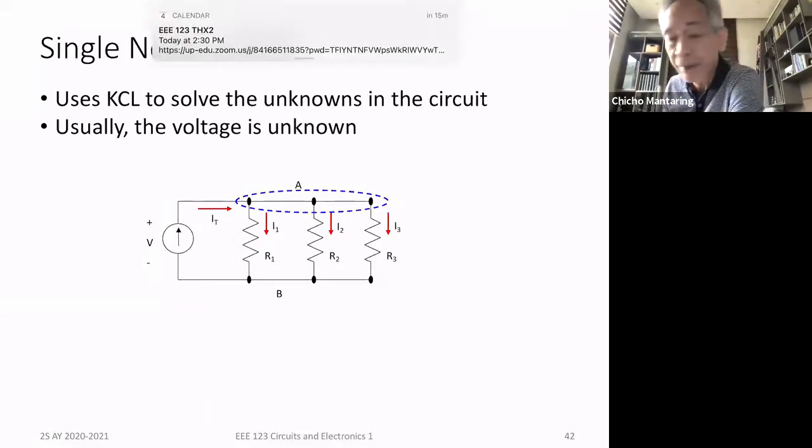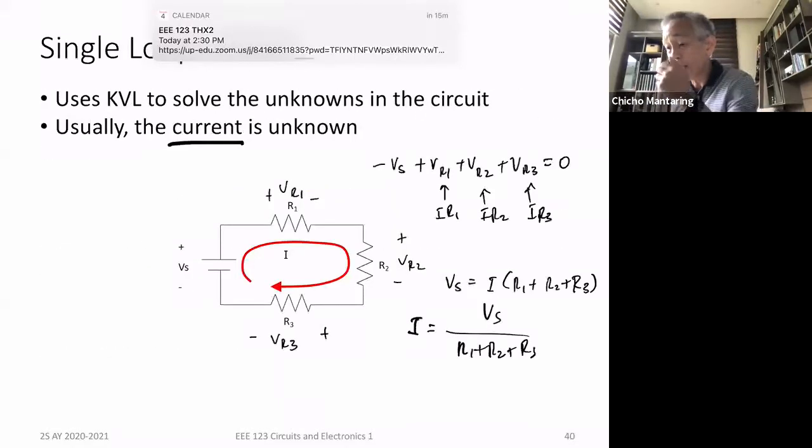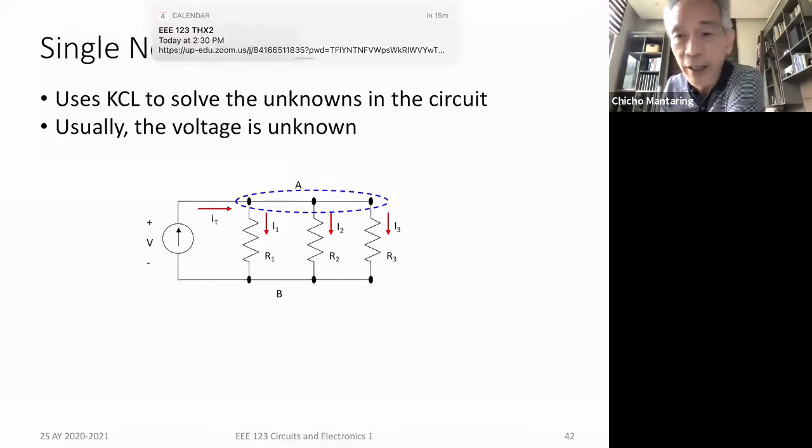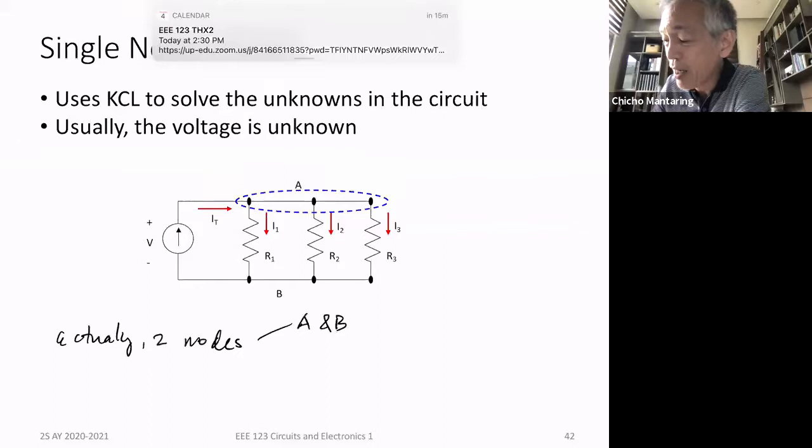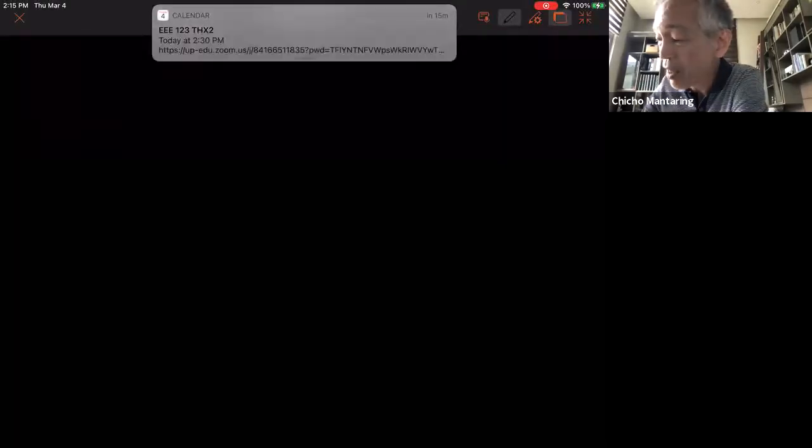Ito naman Kirchhoff's current law. We can use Kirchhoff's current law to solve for the unknowns in what we call a single node circuit. Why you call it a single node circuit will be explained better later on, but actually there are two nodes here, A and B. This is one node, and this is another node. But it is called a single node circuit.